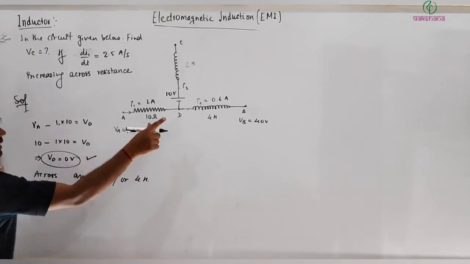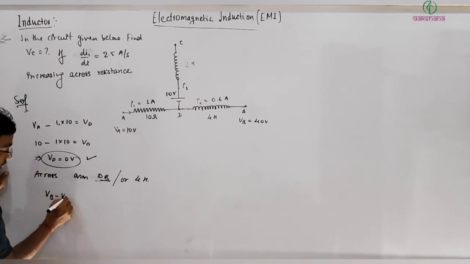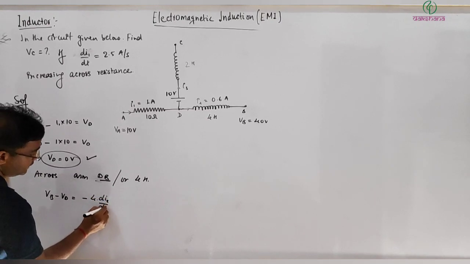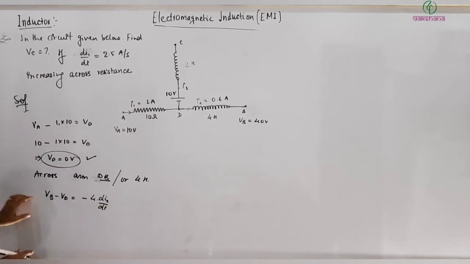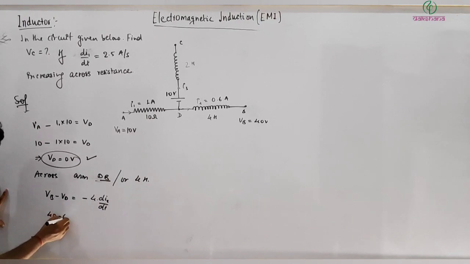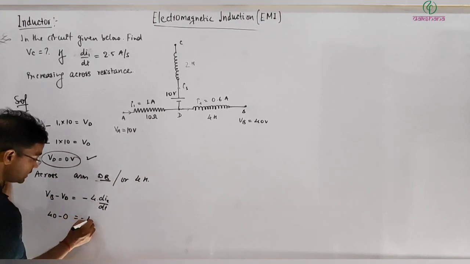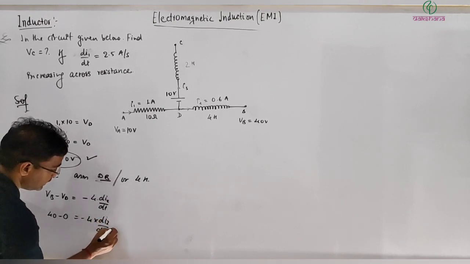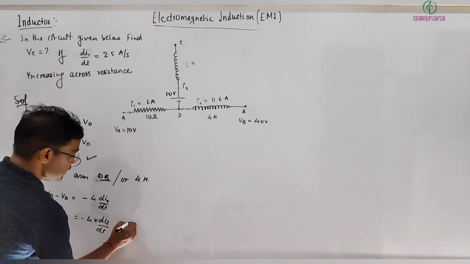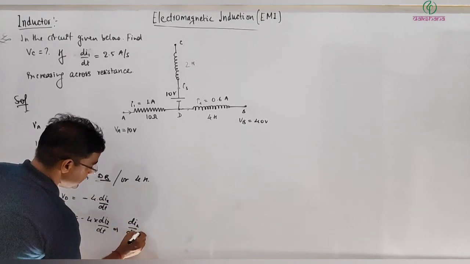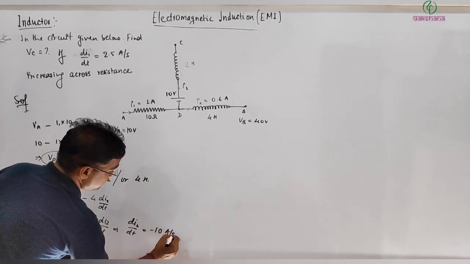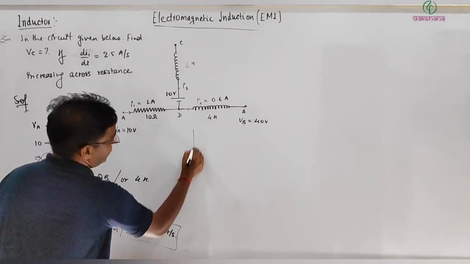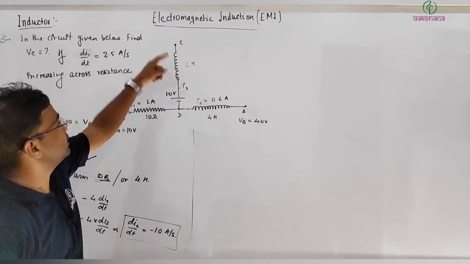So here I am going in the direction of current, so I can write VB minus VD is equal to minus L, that is 4 into di2 by dt. Clear? VB is given as 40, VD we got 0, equal to minus 4 into di2 by dt, and this implies di2 by dt is coming out to be minus 10 ampere per second. So we got this, we got that, and similarly now I can go in this direction.